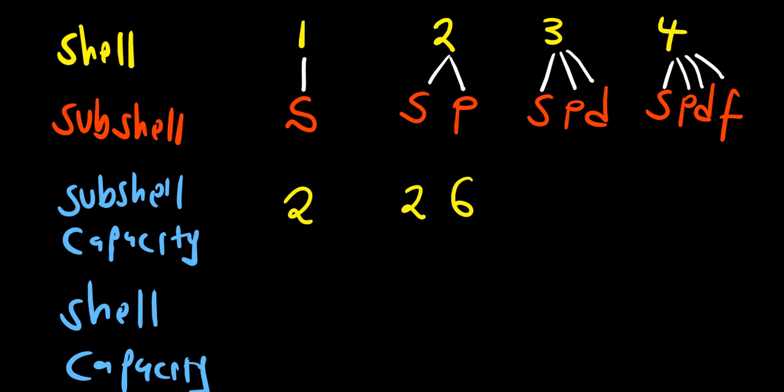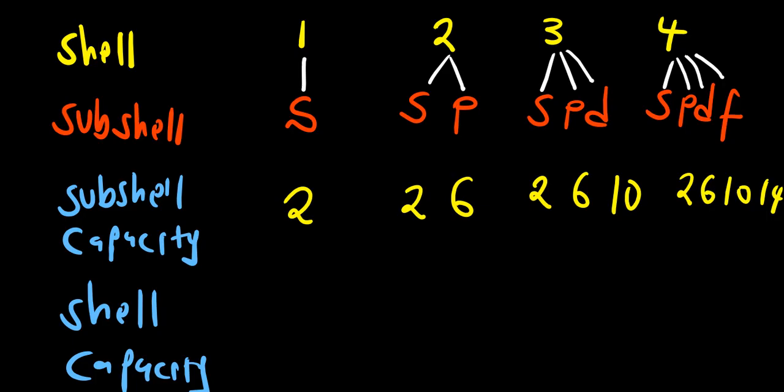Then let's talk about the third shell. In the third shell, the S will have 2, the P, like we earlier said, is supposed to be 6, then the D has 10. Okay, then let's also talk about the last one. So the S is 2, the P is 6, the D is 10, then the F is 14, like that. Okay, let's indicate them.